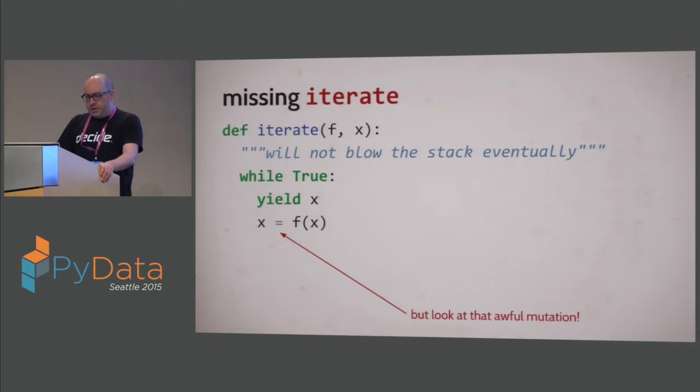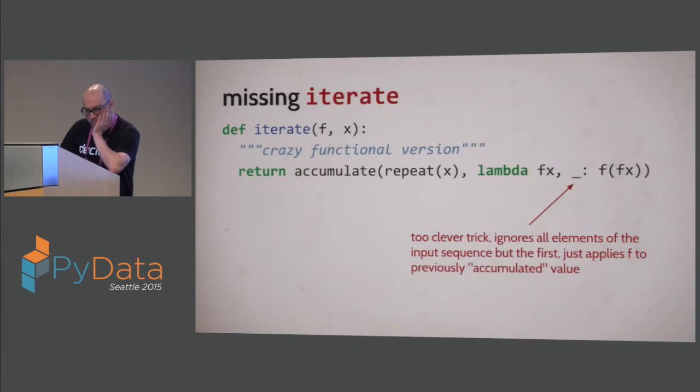Here's a different version. While true, yield x, and then replace x with f of x. So this one won't blow the stack. It has no recursive calls. It's just a while loop. But we're continually reassigning the value of x. And that's the mutation that we're trying to avoid when we're being purist, dogmatic functional programmers. So how can we avoid that?